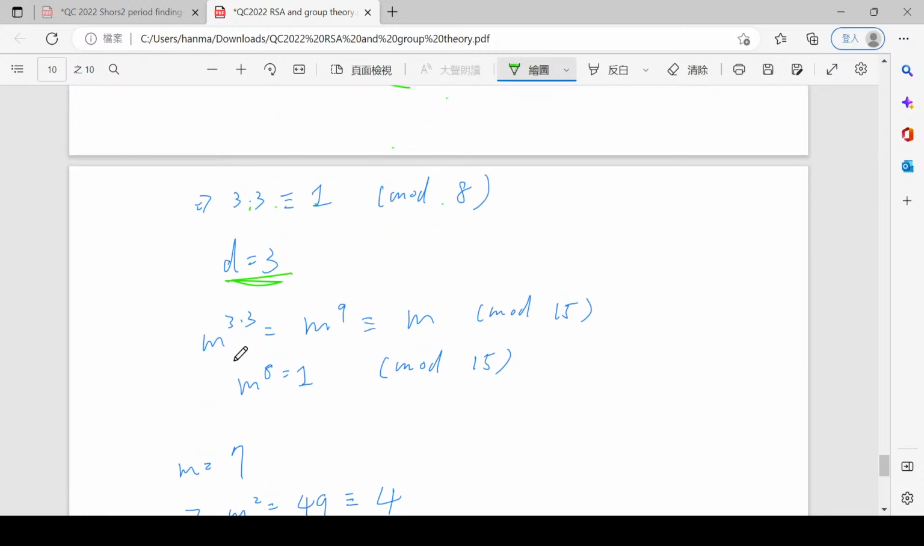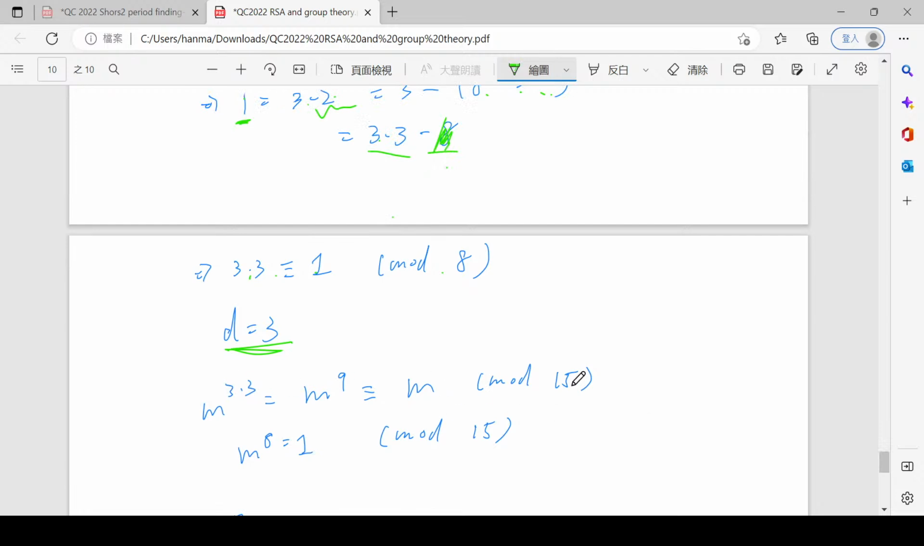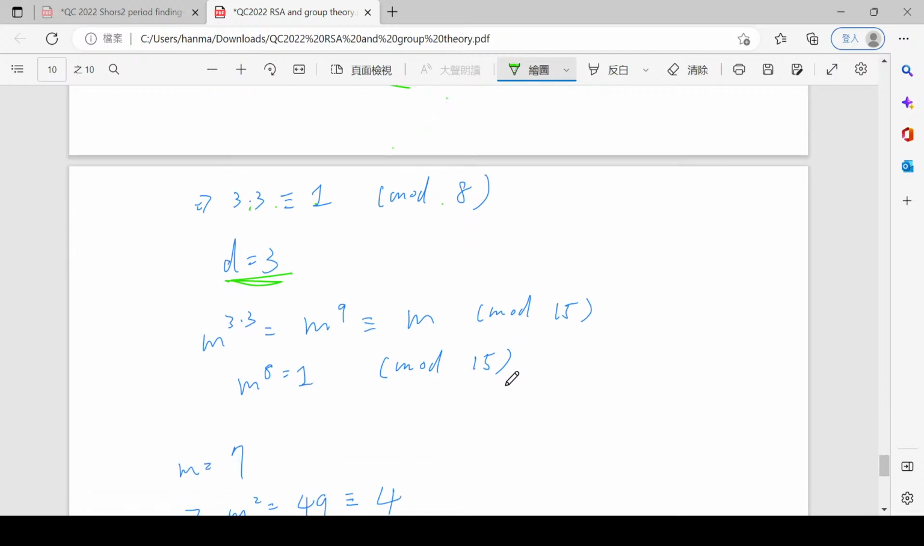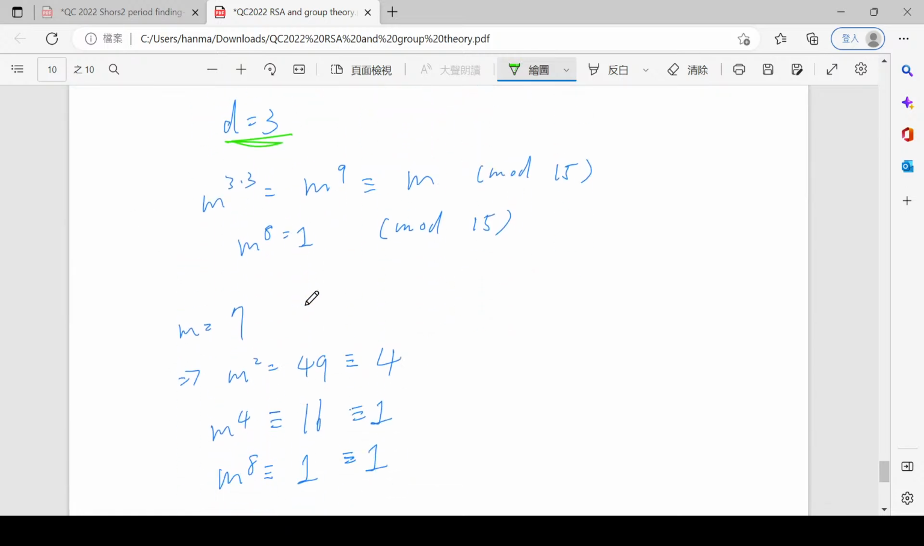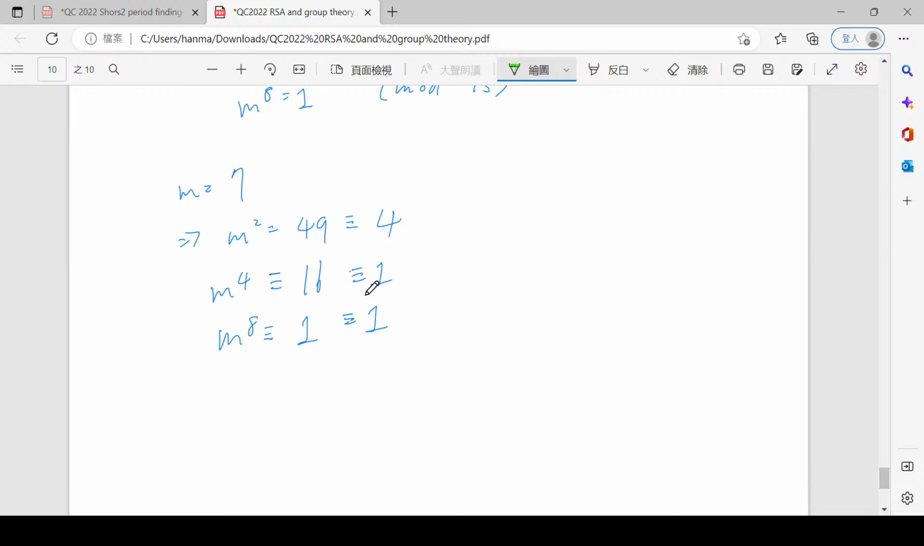So you can check that m to the d will equal m mod 15. Here are some examples you can work out. You see it works. Basically m to the 9 will equal m because m to the 8 will always equal 1 for whatever m. And you can check this with m equals 7. And sorry for the overtime.